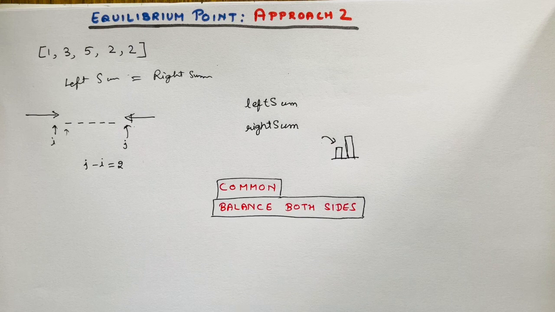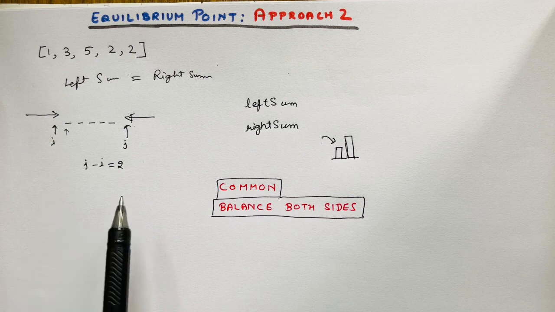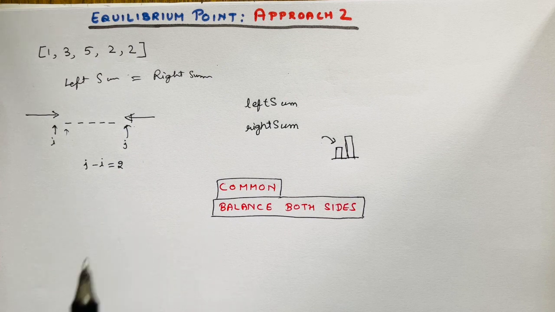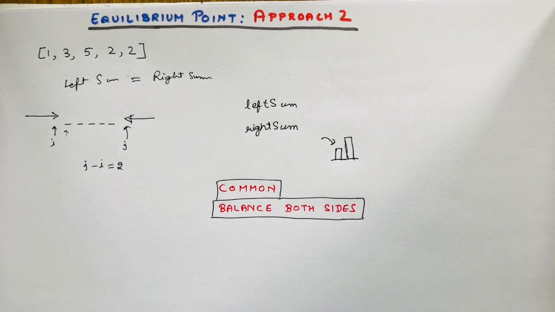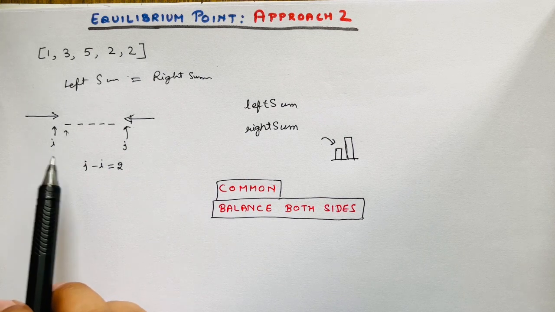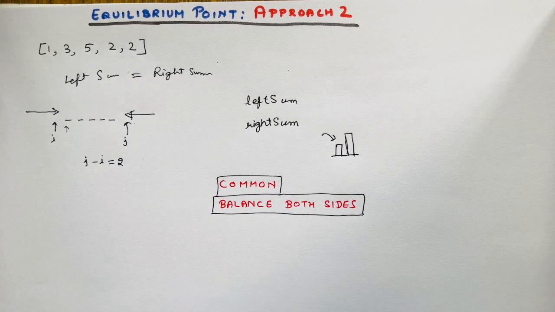This is a very common technique. When we have to keep balancing both sides, we maintain two variables, one from the left and one from the right, and keep adding element from either side depending upon the condition that we have to balance. We can use this in multiple questions. Also, another thing, what happens if we reach a situation where left sum is equal to right sum, but j minus i is not equal to 2? What do we do then? There is nothing to do, because we haven't found the equilibrium point yet. So we will just simply add one more element in the left and keep going towards finding our equilibrium point.